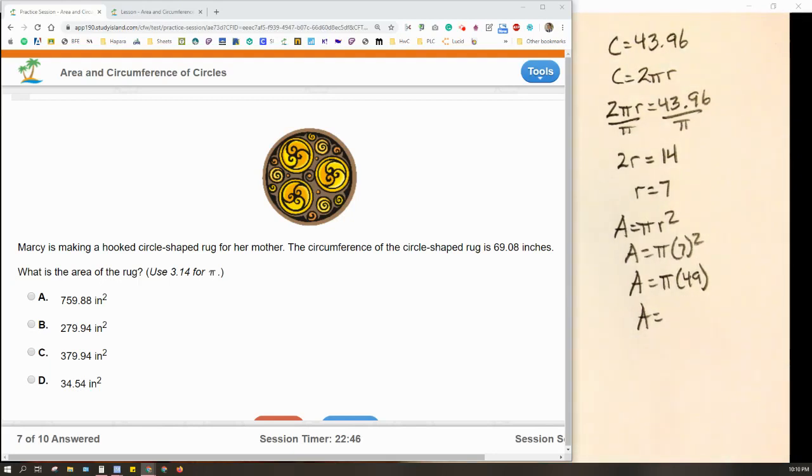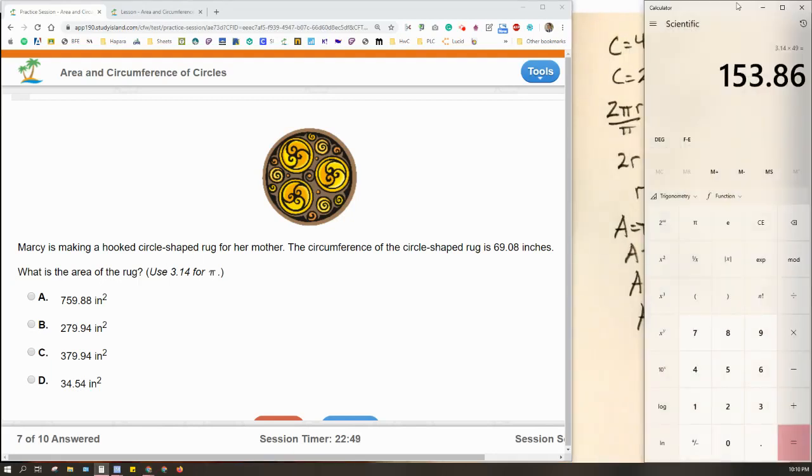So let's just do that with this one. We don't even need to write it all down. We just got to follow those same steps. So here we go.